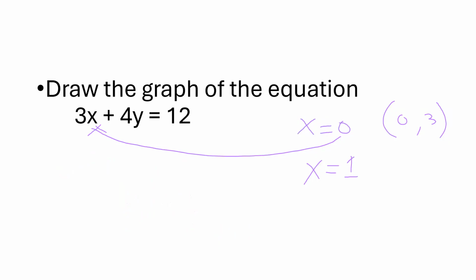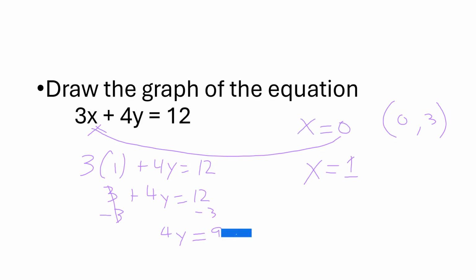So I'm going to do 3 times x, which is 1, plus 4y equals 12. 3 times 1 is 3, plus 4y equals 12. I subtract 3 from both sides. We got 4y equals 9. Trying to solve for y, so I've got to divide both sides by 4. So when x is 1, y is 9 over 4.